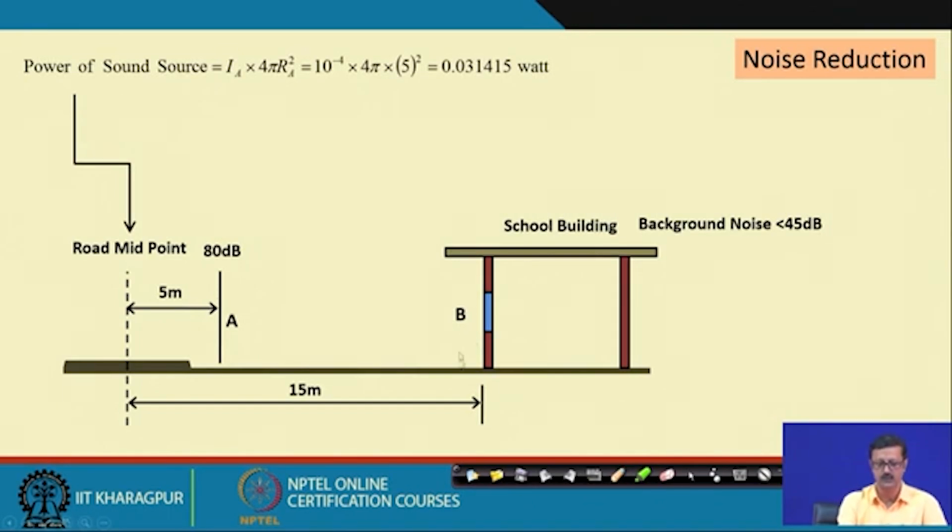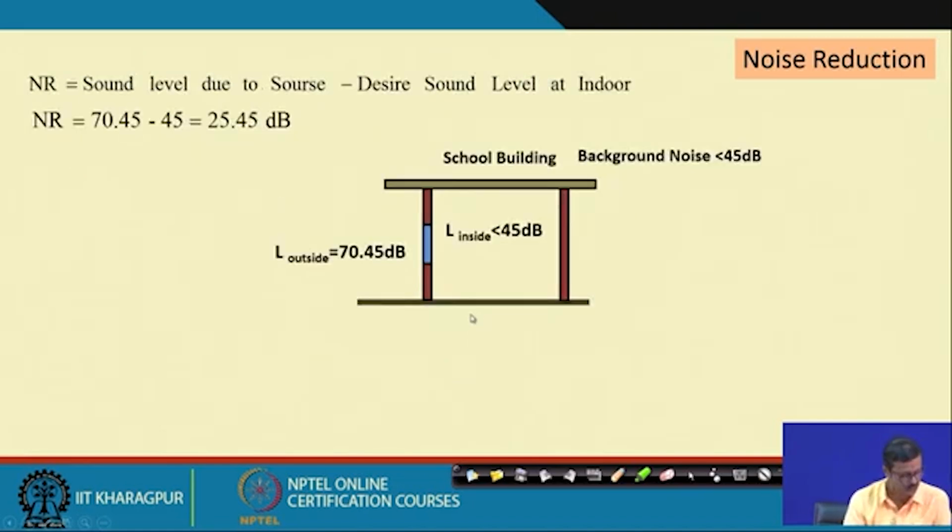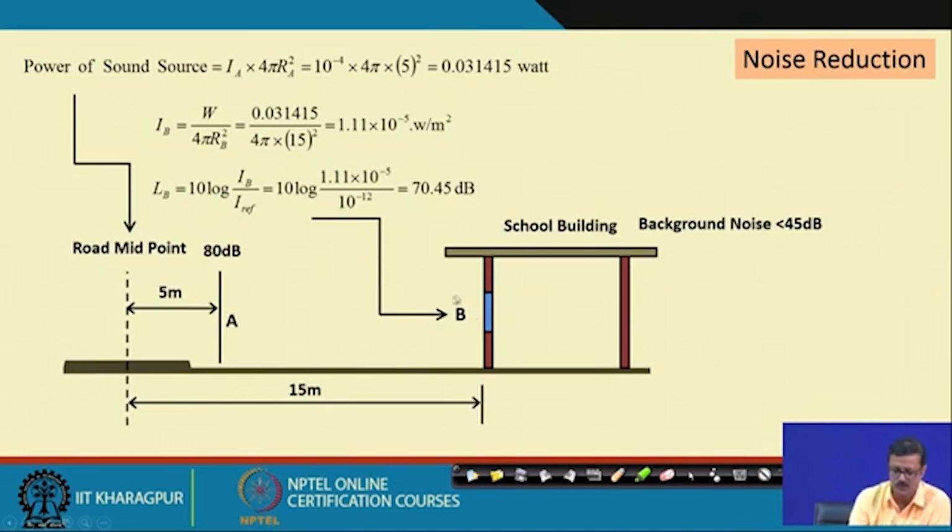Next, I will find out what the sound intensity level will be at this particular point B, very near to the window or this wall. So, the sound source I know is 0.031 watt, and I have now to find out what the sound intensity level will be at B.